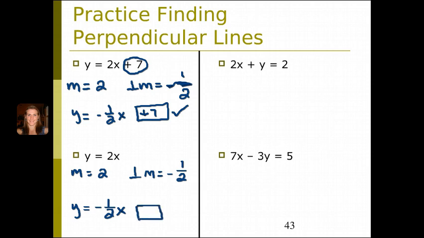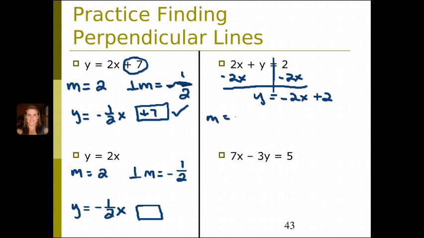Okay. On the second 2 examples, we have to solve for y before we can figure out what the slope is of the given line. Subtract 2x from both sides, and you get that y equals negative 2x plus 2. All right, so the slope of the line that we were given is a negative 2.